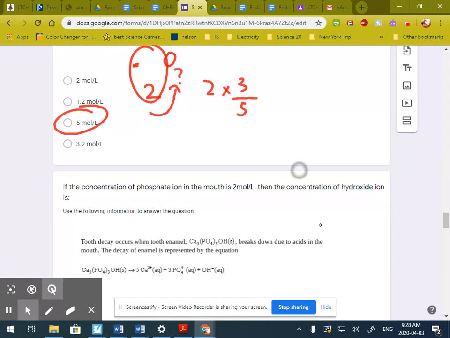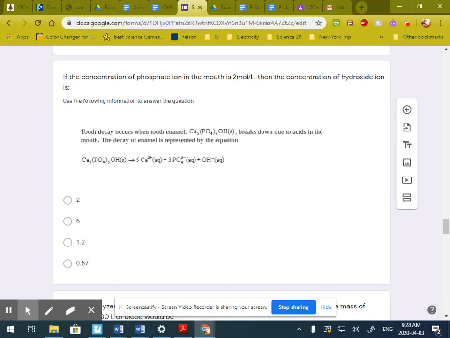Okay, the next one's very similar. The concentration of the phosphate ion is 2 moles per liter. The concentration of the hydroxide ion is times by where you're going, 2 times 1, divide by where you've been, 3. I said that's balanced for a 1. 2 times 1 is 2, divided by 3, 0.666666 round to 0.67.